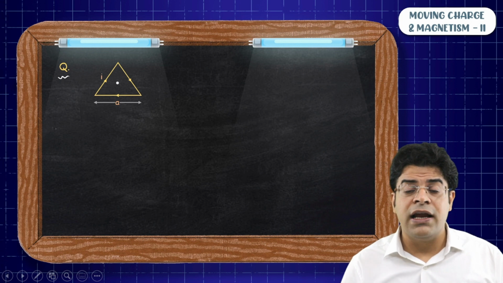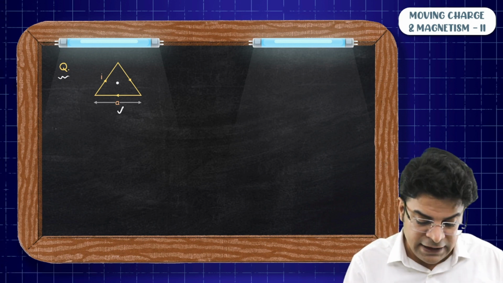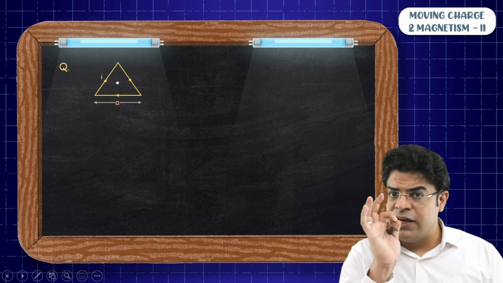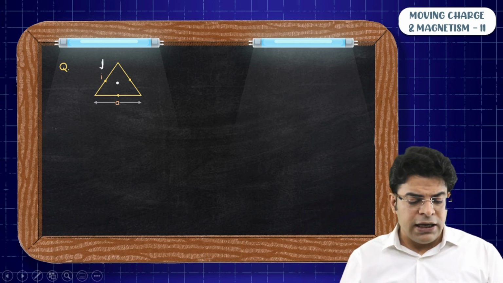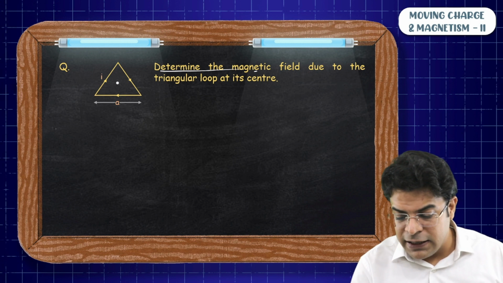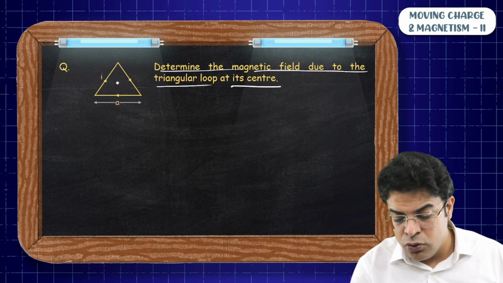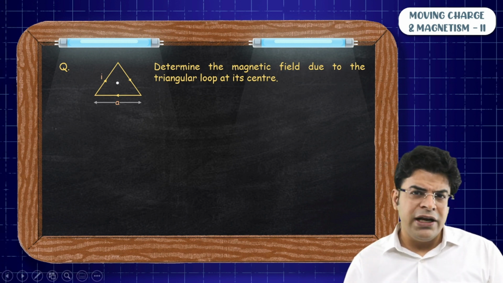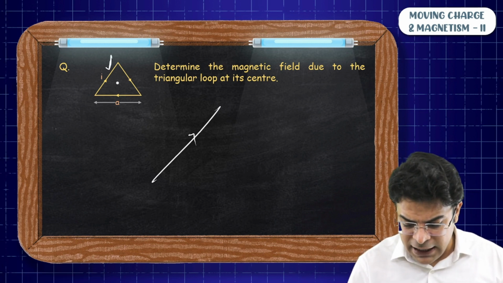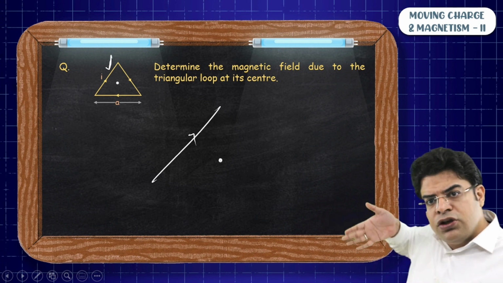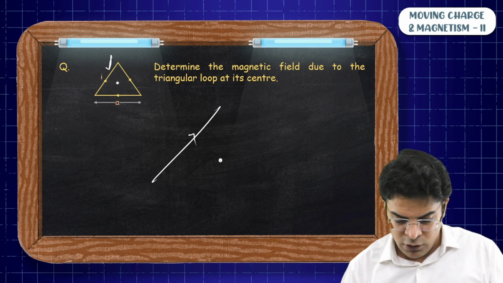You have got an equilateral triangle of side length A. And in this equilateral triangle, a current I flows. The question is, determine the magnetic field due to the triangular loop at its center. So you need to think one by one. Due to this first wire, at this point, the center, what will be the direction of field? So that will be inward.